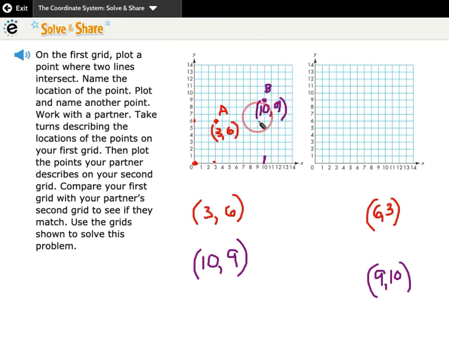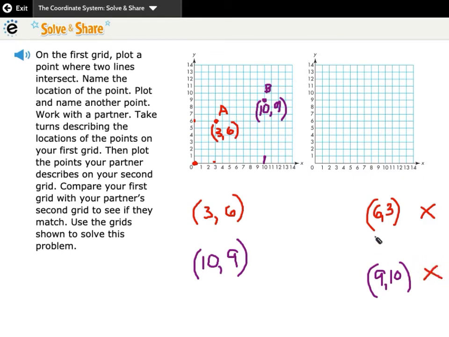Okay, now let's go back to my student's answer. She said that this is 6, 3, but it should be 3, 6. So meaning she is wrong. On the second point, she said it's 9, 10. It should be 10, 9. So again, she is wrong.